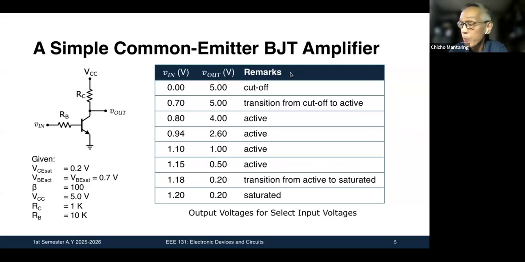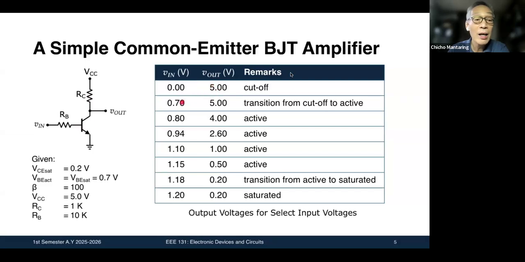What I did here, which we did in EEE 123, was for different values of input, we computed the corresponding values of output. For example, when the input is equal to 0, it is impossible for your base emitter junction to be forward biased, and therefore this transistor will be cut off. Cut off means no collector current, and therefore no voltage drop across RC, and therefore V out will just be equal to VCC, which is what you see here.